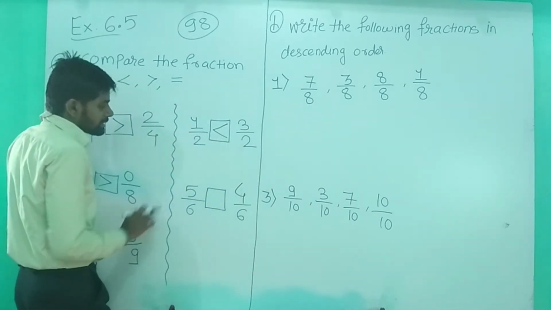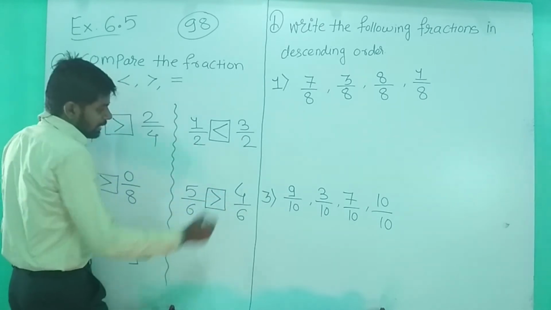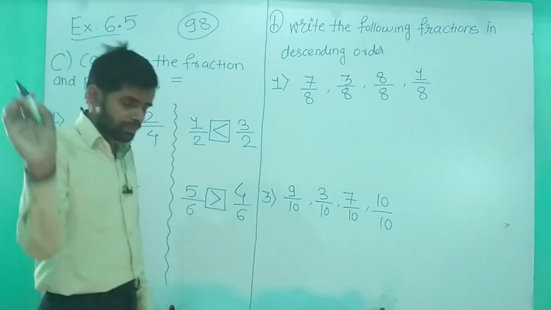Okay, now 5 by 6 and 4 by 6. So 5 by 6 is greater and 4 by 6 is smaller. You do the remaining ones below.